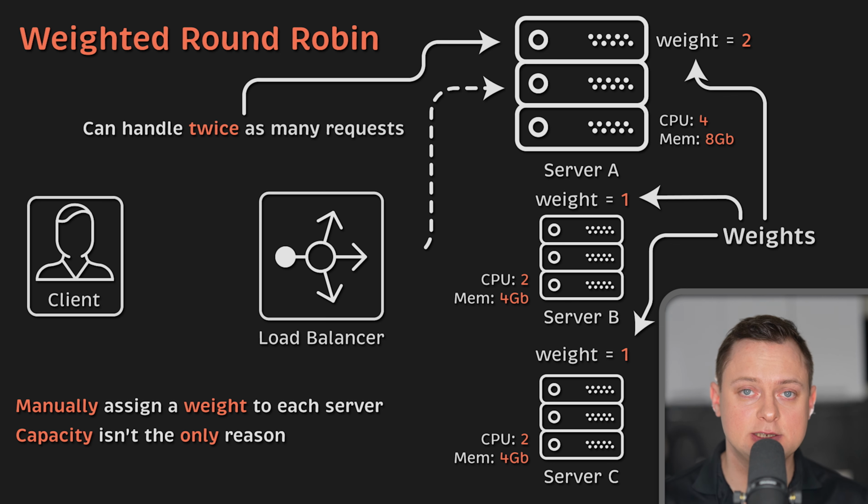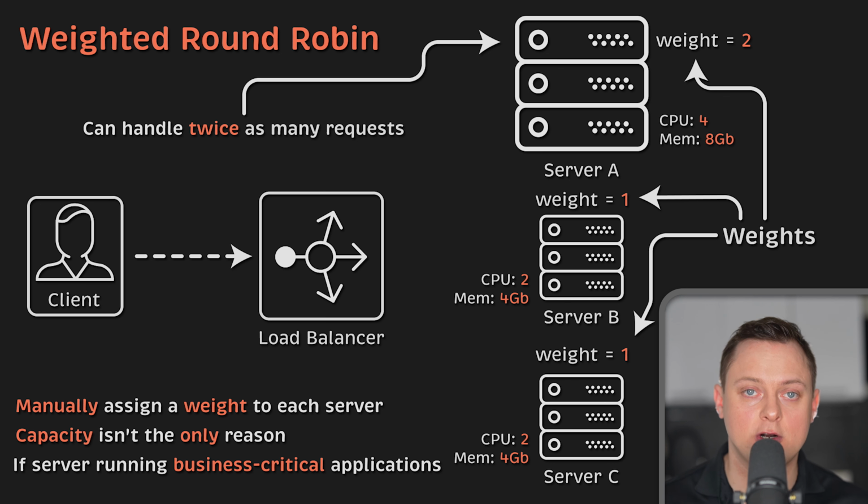Now, capacity isn't the only reason for choosing the weighted round-robin algorithm. Sometimes you'll want to use it if, let's say, you want one server to get a substantially lower number of connections than an equally capable server. This could be because the first server is running business-critical applications and you don't want it to be easily overloaded. Alright, let's run a demo.